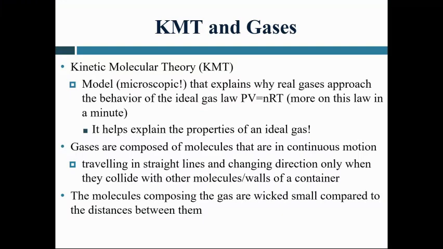The kinetic molecular theory, on the microscopic level, shows why real gases approach the behavior of the ideal gas, PV equals nRT. We did talk about that ideal gas law in a different video. It does help explain those properties. We know that gases are composed of molecules that are continuously moving. They travel in straight lines and change direction only when they actually collide with something else. It's kind of like if you roll a ball, it will only change directions if it collides with something else. The molecules composing the gas are very tiny, and so is the distance between them.